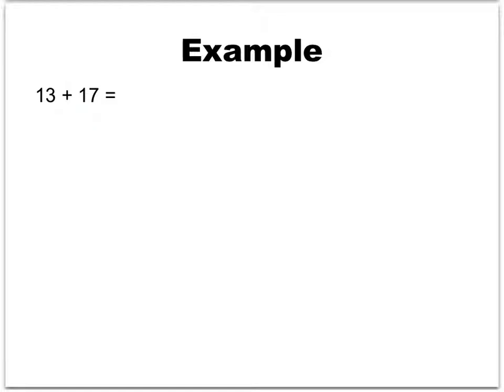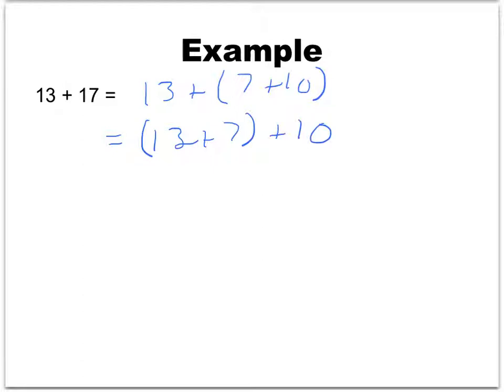So let's do this. Let's write this as 13 plus, and then the quantity 7 plus 10. So all we're really doing there is rewriting the 17 as 7 plus 10. And we know that's true just because 7 plus 10 is 17. Okay. Well, now let's regroup things. So 13 plus 7, let's put those in parentheses, plus 10. So we're regrouping things, and that's justified by the associative property.